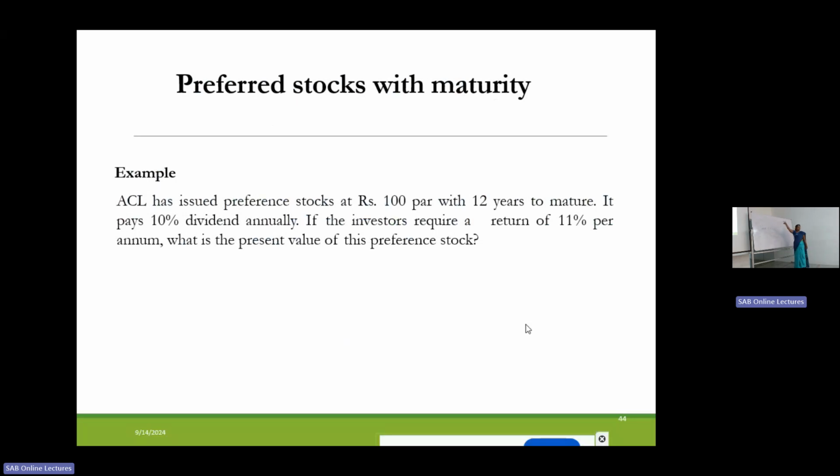At the redemption, at the maturity, you are getting the face value. So this is 100, a single lump sum payment. You have to discount it with (1 plus r) to the power n. That's all. So here, 12 years, then 10 times [1 minus (1.11) to the power minus 12] divided by 0.11, plus 100 divided by (1.11) to the power 12. That is the answer. If it is redeemable, this is the way of calculating intrinsic value.